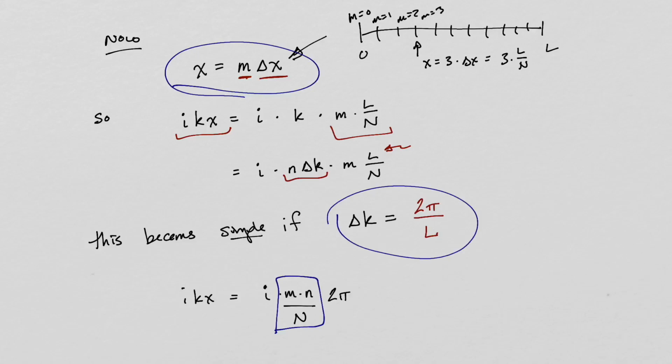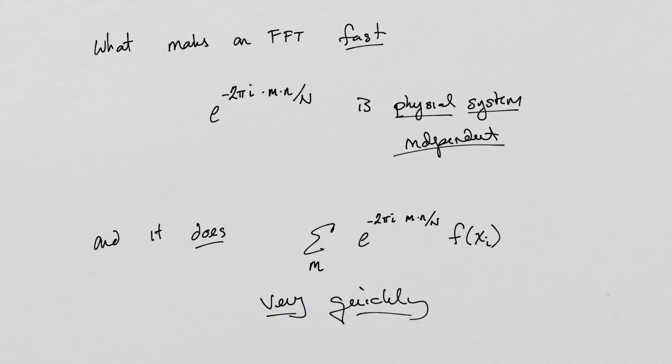Okay, and this is why FFTs are so hard: there's responsibility on the user to keep track of all of the units of x and all of the units of k, so that the computer can do it quickly, and the computer doesn't have to know anything about the actual physical system that you're studying.